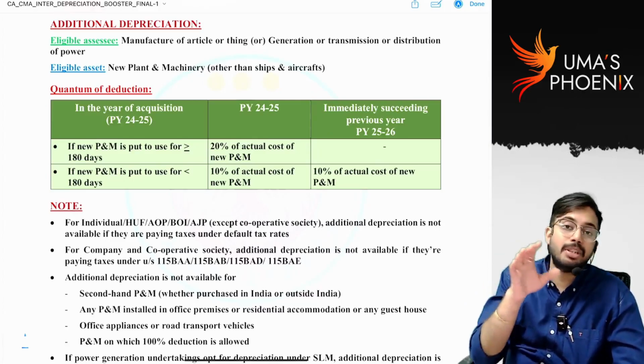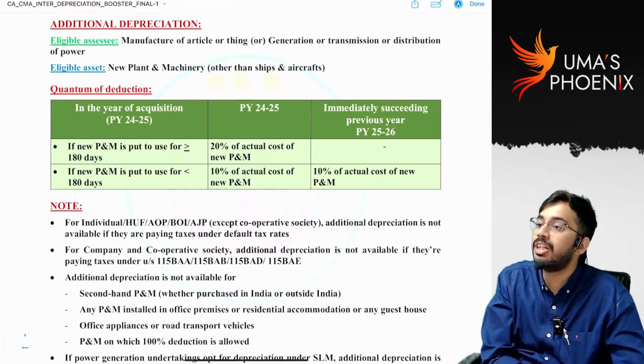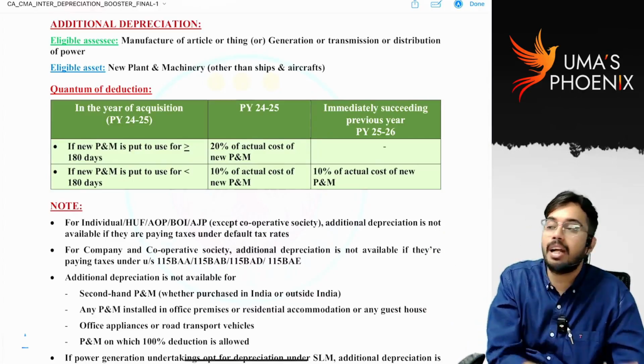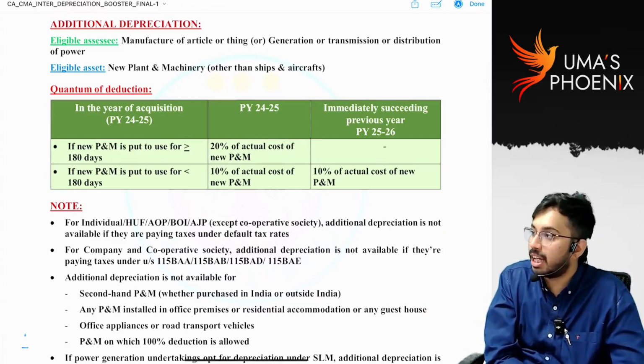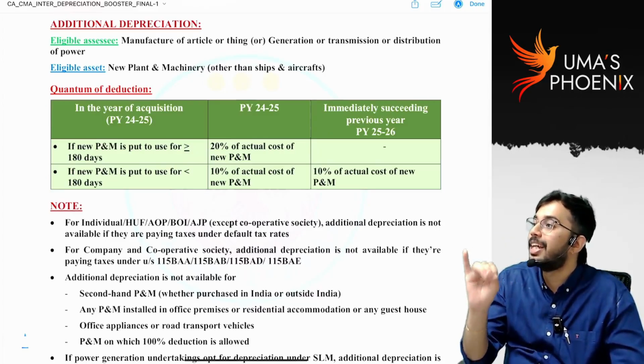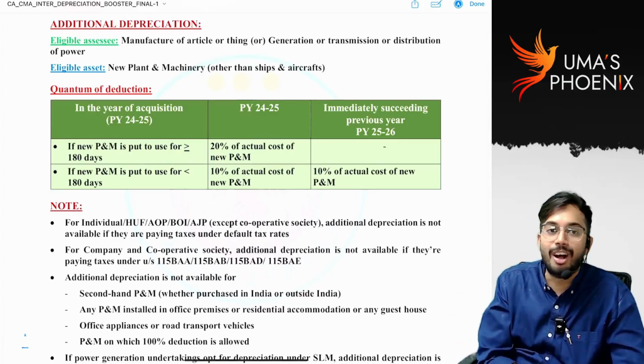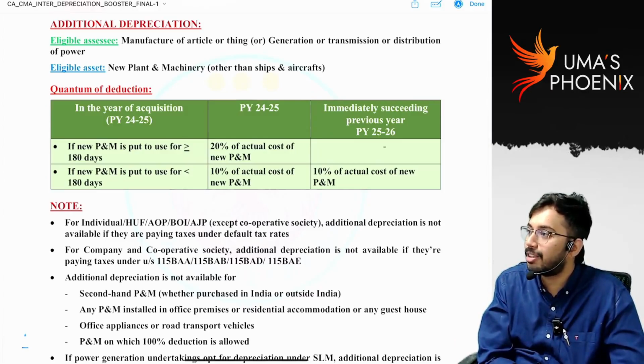Even in plant and machinery, if it is second hand plant and machinery, additional depreciation is not allowed. Only for new plant and machinery is additional depreciation allowed. Even though it is new plant and machinery, for ships, aircrafts and transport vehicles, additional depreciation is not allowed. Are you able to understand the concept?